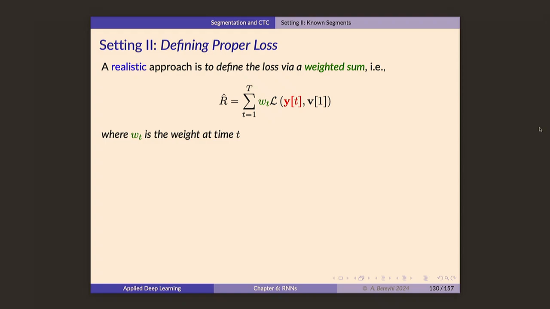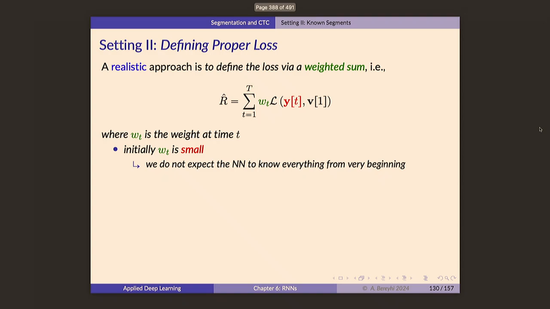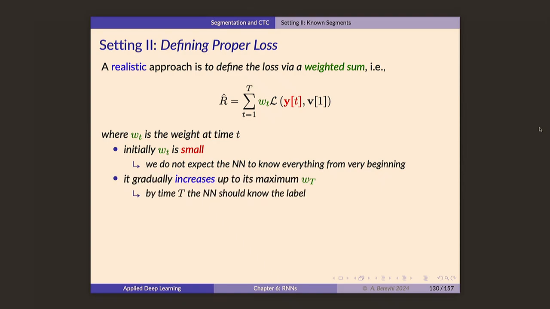And then potentially that weight could be very small when we are starting, because at the beginning it shouldn't know anything, right? Potentially 0. It's going to be 0 up to some point, and it gradually starts to increase to 1. It's going to get exactly 1 when the sequence is over, because at that point your neural network should know what the label is, right? Clear? So you could get these kinds of weights.